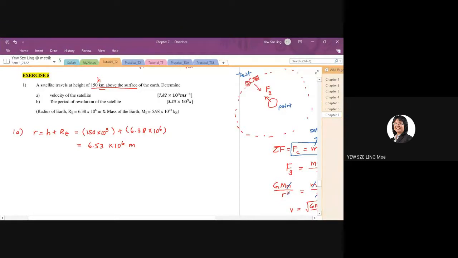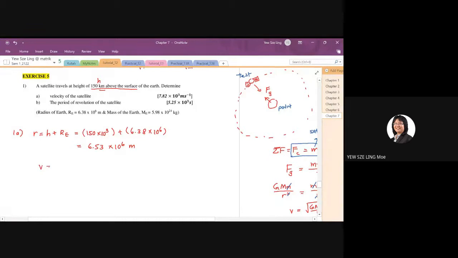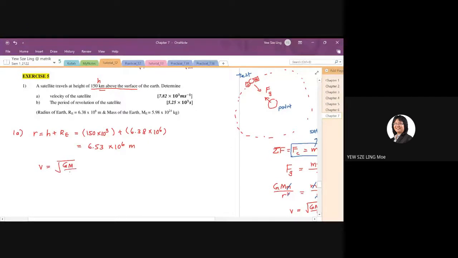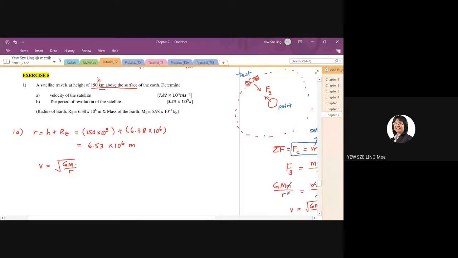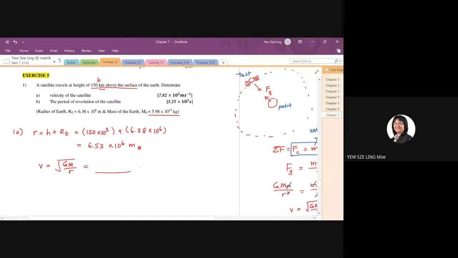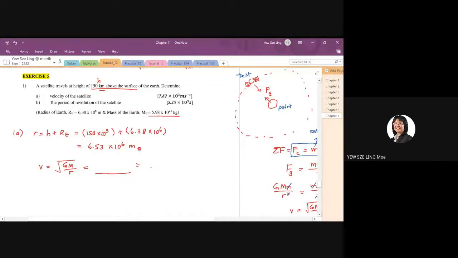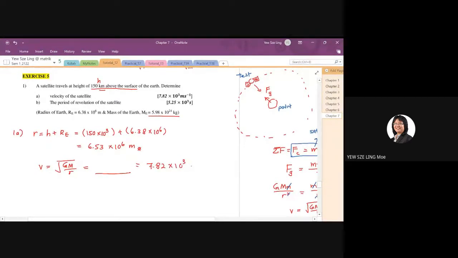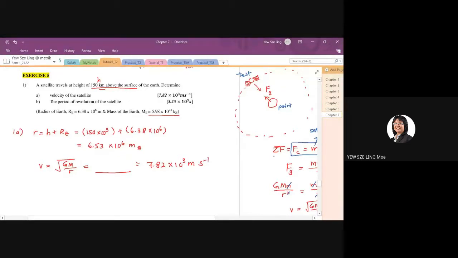Now, once you have R, you can then determine the velocity. So V is equal to square root of GM over R. G is a constant value, M is a constant value given in the question, and R we calculated already. So you plug everything into the equation. Eventually, you will obtain 7.82 times 10 to the power of 3 m s to the power of negative 1. Substitute it yourself and press the calculator, see whether you can get the answer or not.